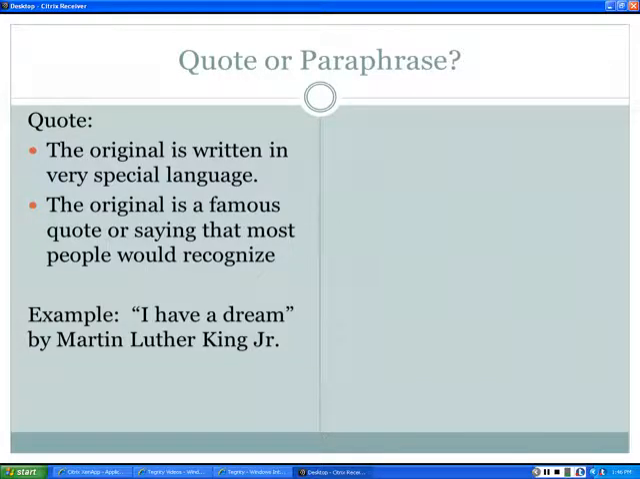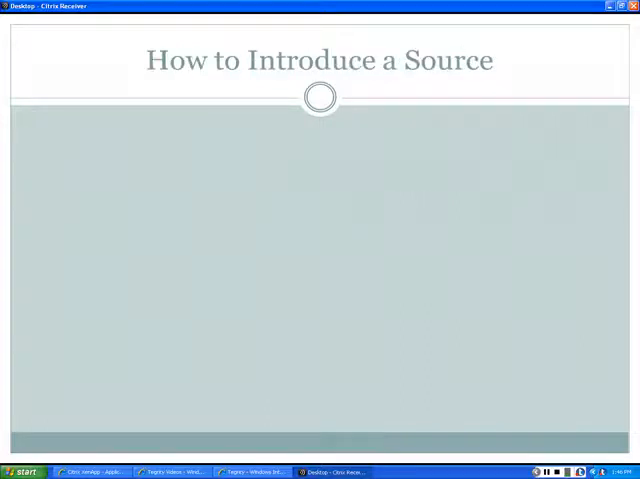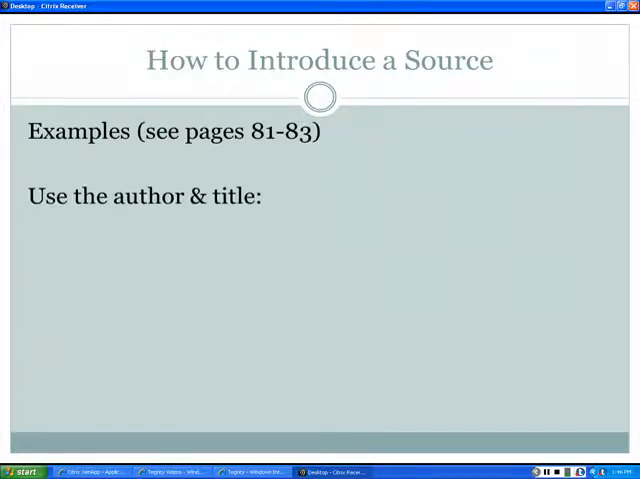Most of the time, instead of using a quotation, you are going to paraphrase. I say use paraphrases most of the time. Let's talk about how to introduce a source. Your book has many examples of good ways to introduce a source. Please look at all of the examples on pages 81 to 83. I'm just going to talk about a few of the examples that they show you.